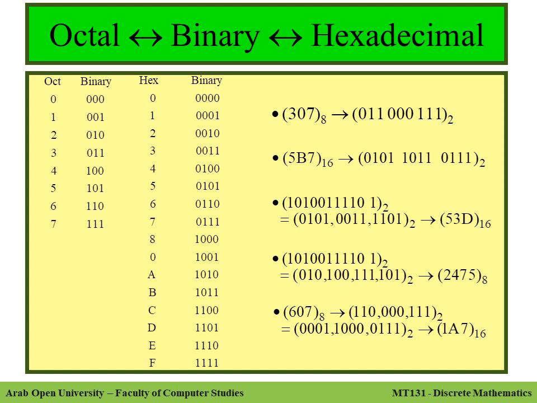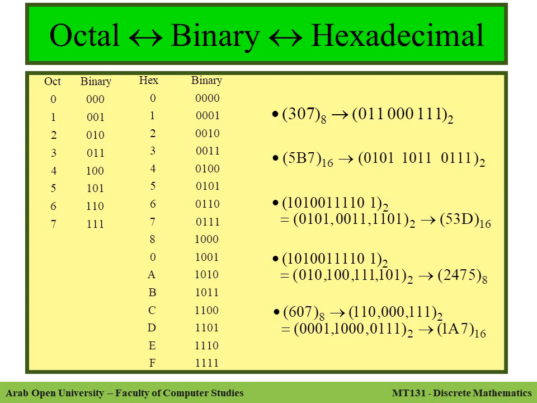If you want to convert from octal to binary, from base 8 to binary, first you notice that every digit in the octal representation can be represented by 3 digits in the binary notation. For example, the number 0 in base 8 can be written as 000. The number 1 can be written as 001. Number 2 is 010. 3 is 011. 4 is 100. 5 is 101. 6 is 110. 7 is 111.